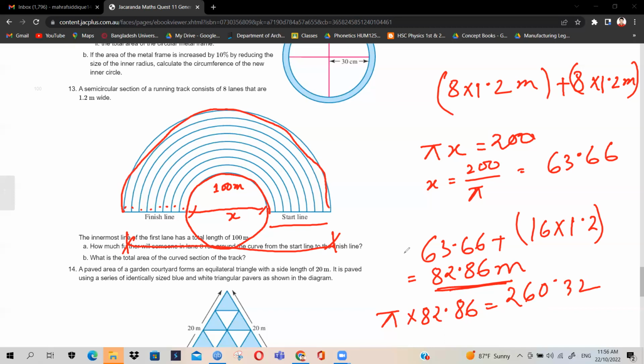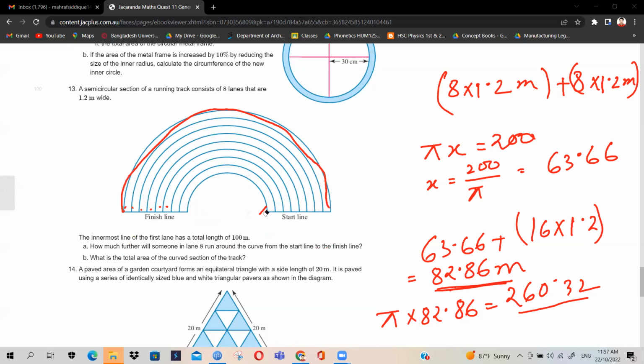So now, is it the answer? Is it our answer? I don't think so. What should be the answer? Yes, this is the answer. For A or B? For A, not B. Okay, actually, there's a slight mistake here.